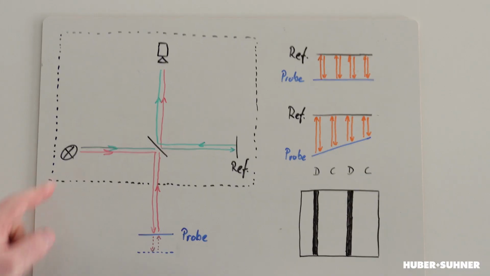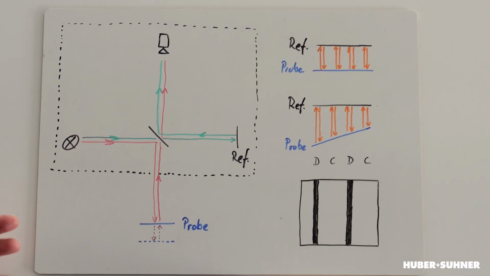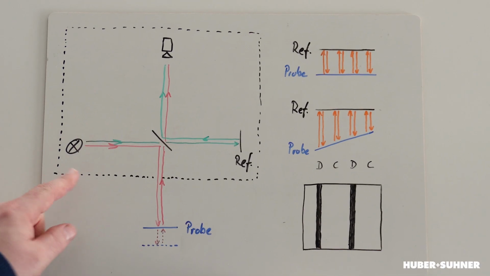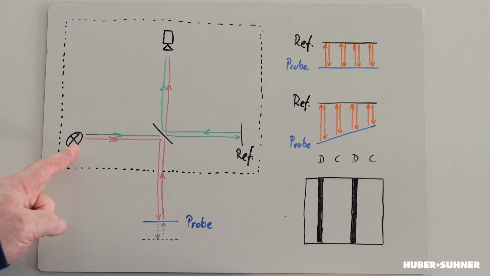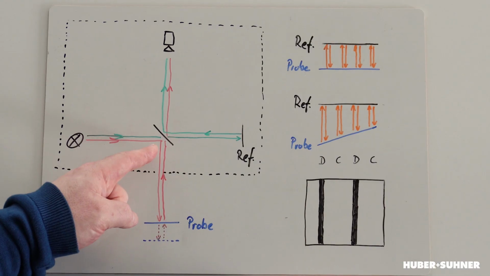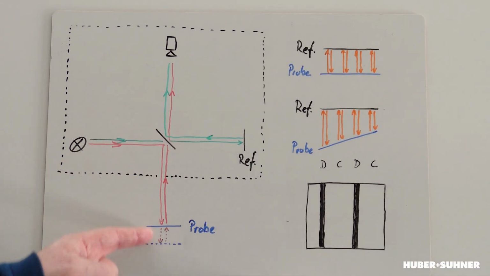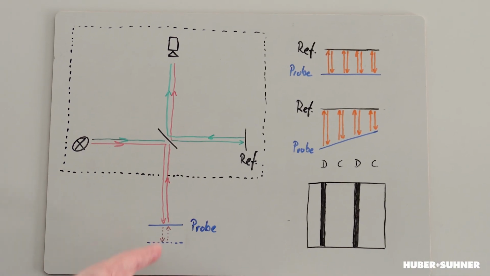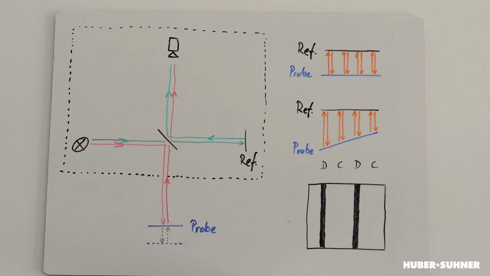Now the question is, how can we use this? Depicted here, you can see an interferometer. On the left-hand side, we have a light source, and one light path is hitting the beam splitter, is reflected down to a probe mirror, and the reflected signal is passing the beam splitter and going directly to the camera. This is the red path.